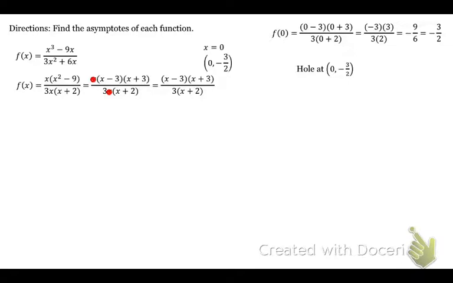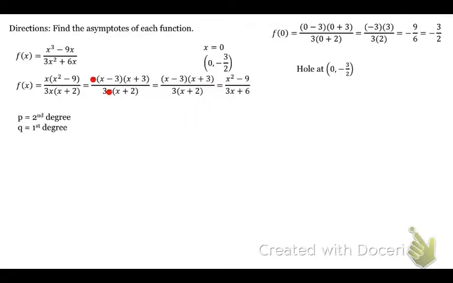That's important because we don't want to get our holes and asymptotes mixed up. If they cancel on top and bottom, it's a hole. If it doesn't cancel top and bottom, then it's an asymptote. Then we're left with x squared minus 9 over 3x plus 6. I just multiplied it back out. We're going to be using both of these because we have to find the vertical asymptote, and we have to find horizontal or possibly oblique, or slant.